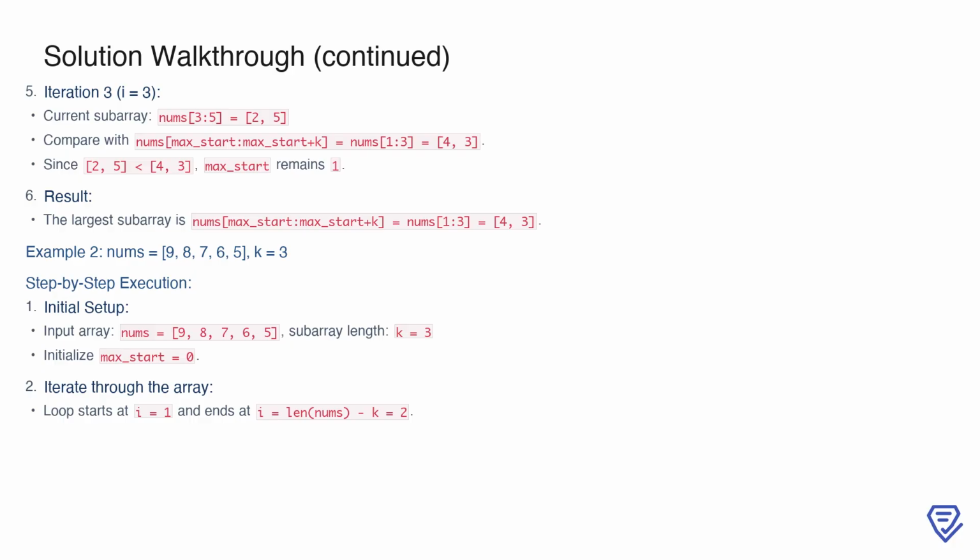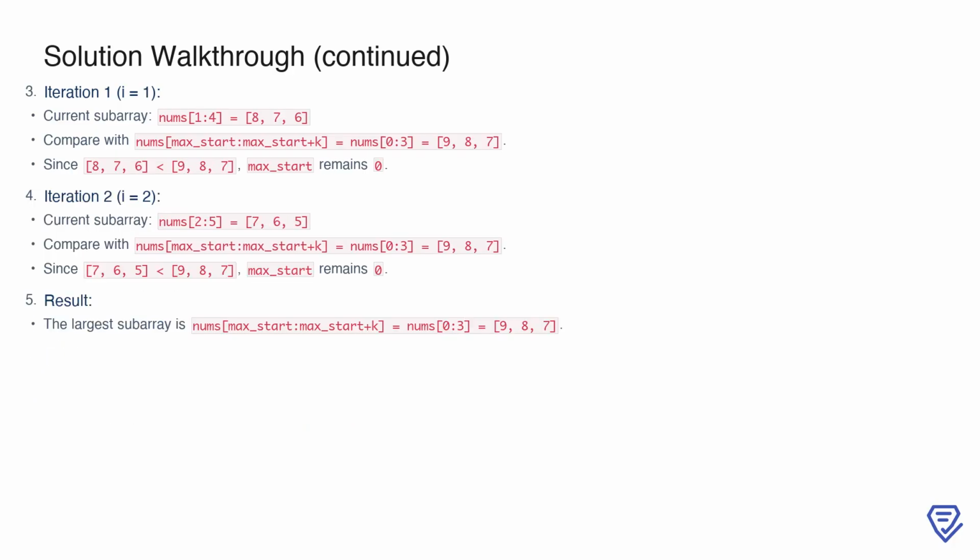Comparing this with the initial subarray [9, 8, 7], we find that [8, 7, 6] is smaller, so max_start remains 0. Next, in the second iteration where i equals 2, the current subarray is [7, 6, 5]. This is also smaller than the subarray [9, 8, 7] starting at max_start, so max_start does not change. After completing the iterations, the largest subarray is the one starting at index 0 and spanning 3 elements, resulting in [9, 8, 7].